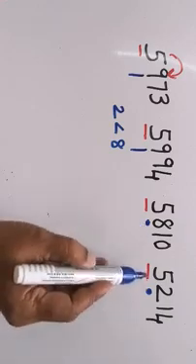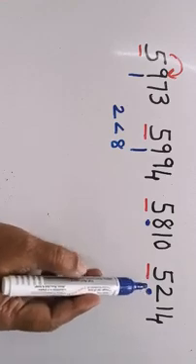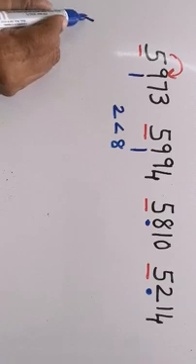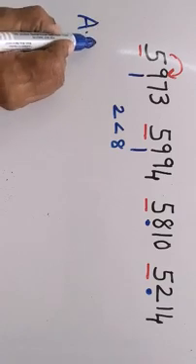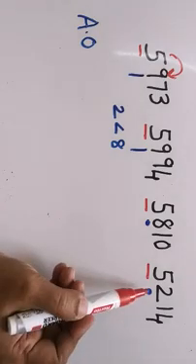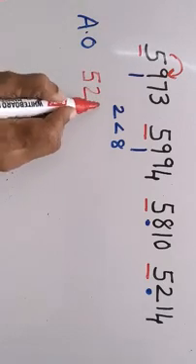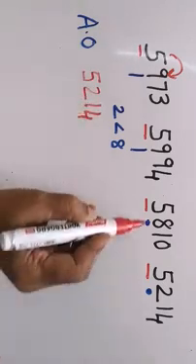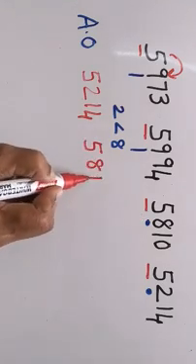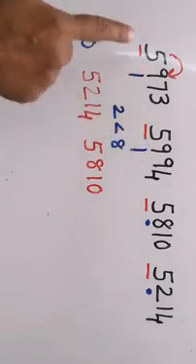Why are we focusing on these two, children? Because 9 is greater than 8 and 2. So 2 is lesser than 8. So in my ascending order, what will I have as my first number? I will have this number 5214. After that is which number, children? 5810. Right?